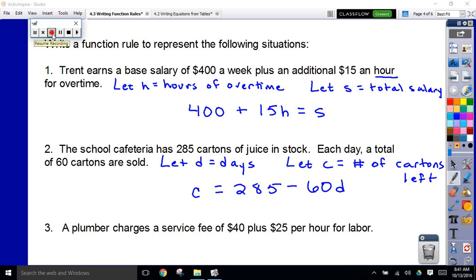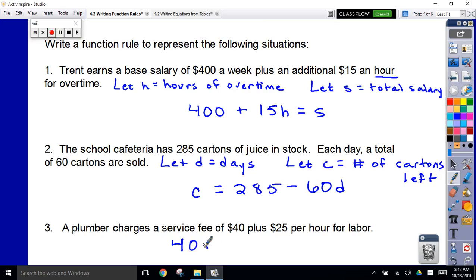Okay, now we have a plumber charges a service fee of $40 plus $25 per hour for labor. It might actually be more helpful, like we did on number 2, to just start to write the expression and then decide what it is we're trying to find in the end. Any ideas for an expression we could write for a plumber charging a service fee of $40 plus $25 per hour for labor? I'd give that a try. 40 plus 25H equals L.